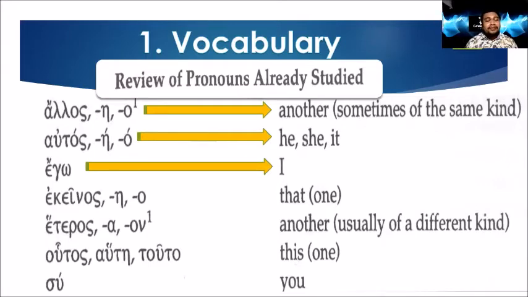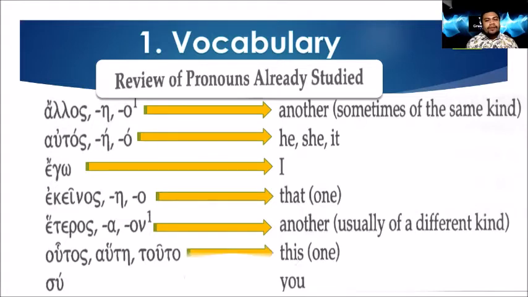And we have the demonstrative pronoun ekeinos, that, which means that or that one. And heteros is another pronoun which means another, of a different kind, the opposite of allos. And we have houtos, haute or touto, this, which is the near demonstrative pronoun. And of course, su, which is the second personal pronoun. So there you have it, the pronouns that we have learned already.